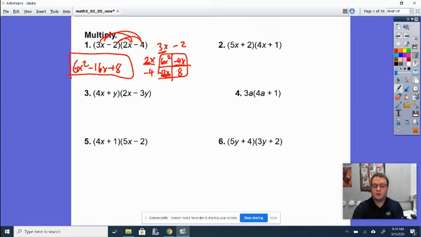So let's do one more of these. Let's do number 4. And the reason I'm going to do number 4 is because it's a different size box. And to be honest, this one's probably easier just by distributing, to be completely fair. But just to show you how to set up a different box. So I got a 1 by 2 box here. So 3a, 4a, and then 1. So 12a squared, and then 3a.